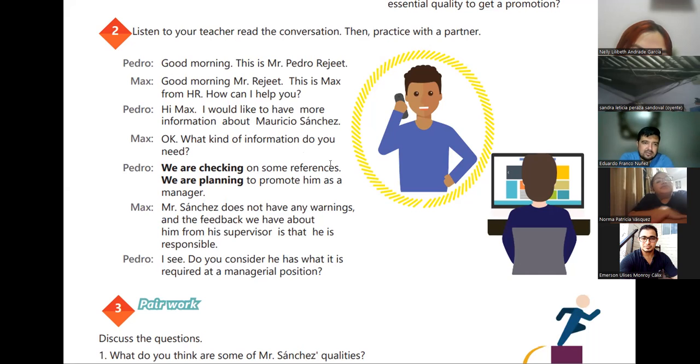Very good. Este es plural, entonces diríamos some references. References. And the last one, this supervisor. Oh, supervisor, yes. Supervisor. Luego tenemos acá responsible.